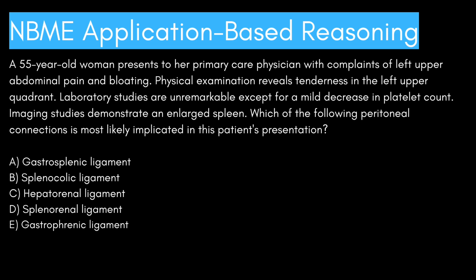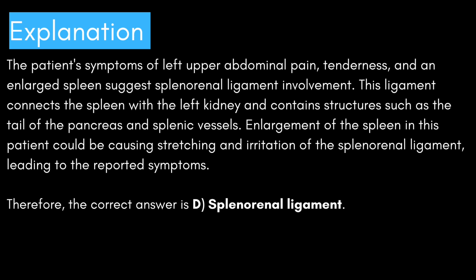Otherwise, moving on now. The patient's symptoms of left upper abdominal pain, tenderness, and an enlarged spleen suggest splenorenal ligament involvement. This ligament connects the spleen with the left kidney and contains structures such as the tail of the pancreas and splenic vessels. Enlargement of the spleen in this patient could be causing stretching and irritation of the splenorenal ligament, leading to the reported symptoms. Therefore, the correct answer is D, splenorenal ligament.